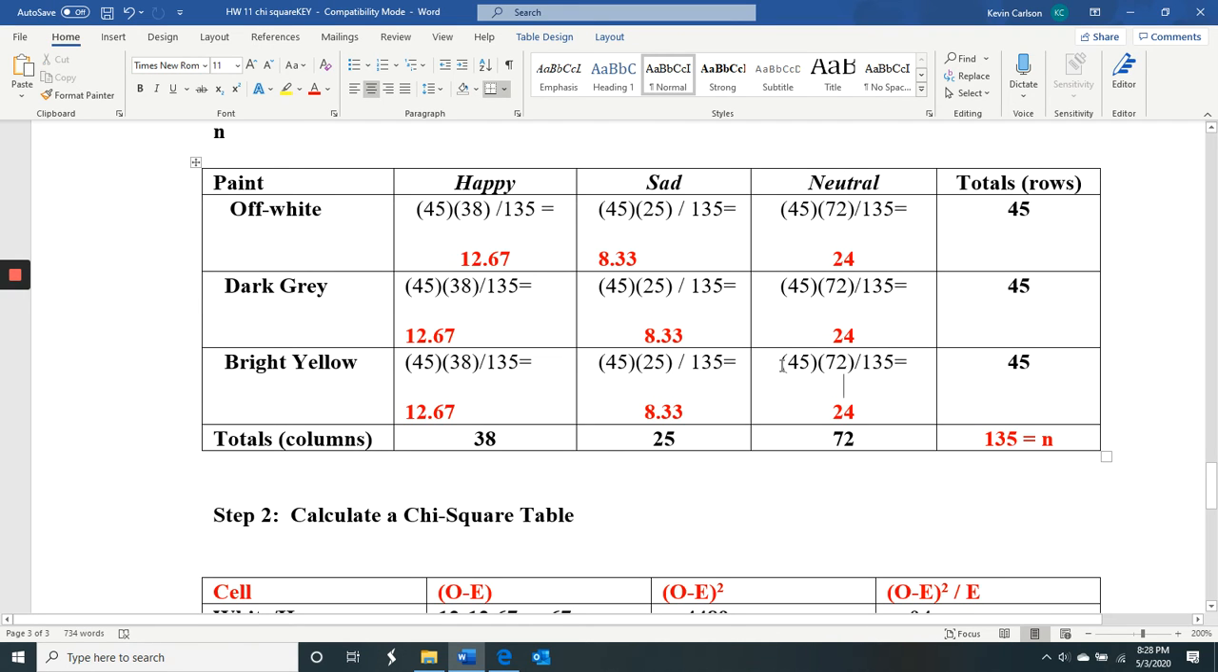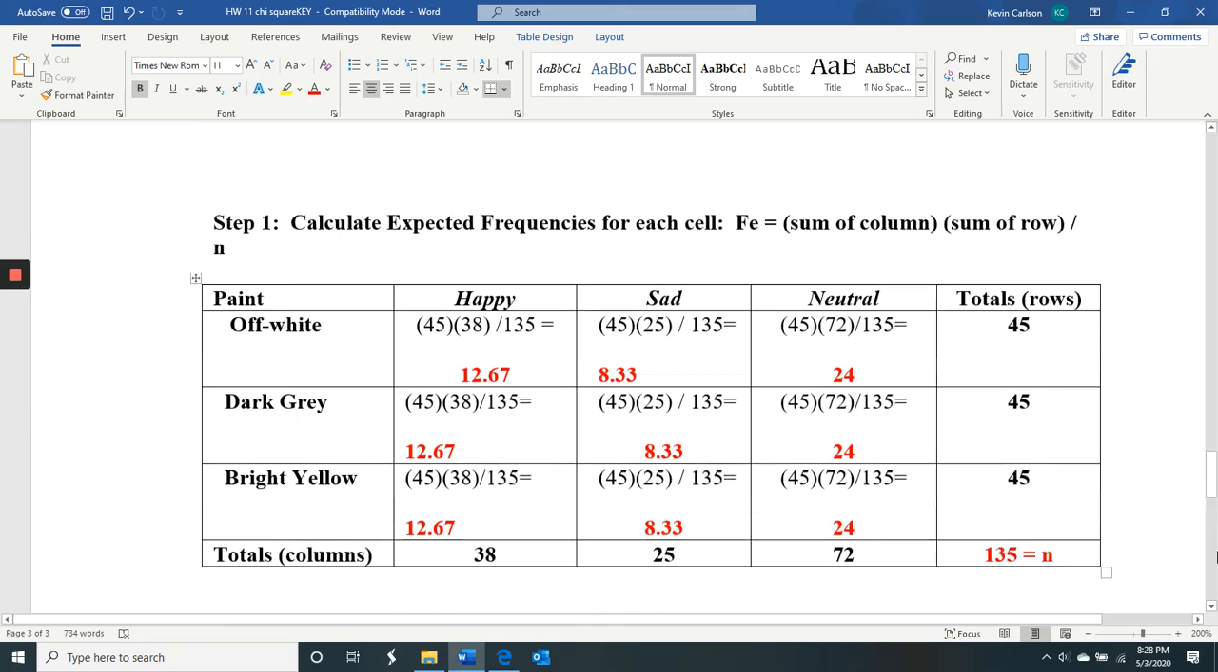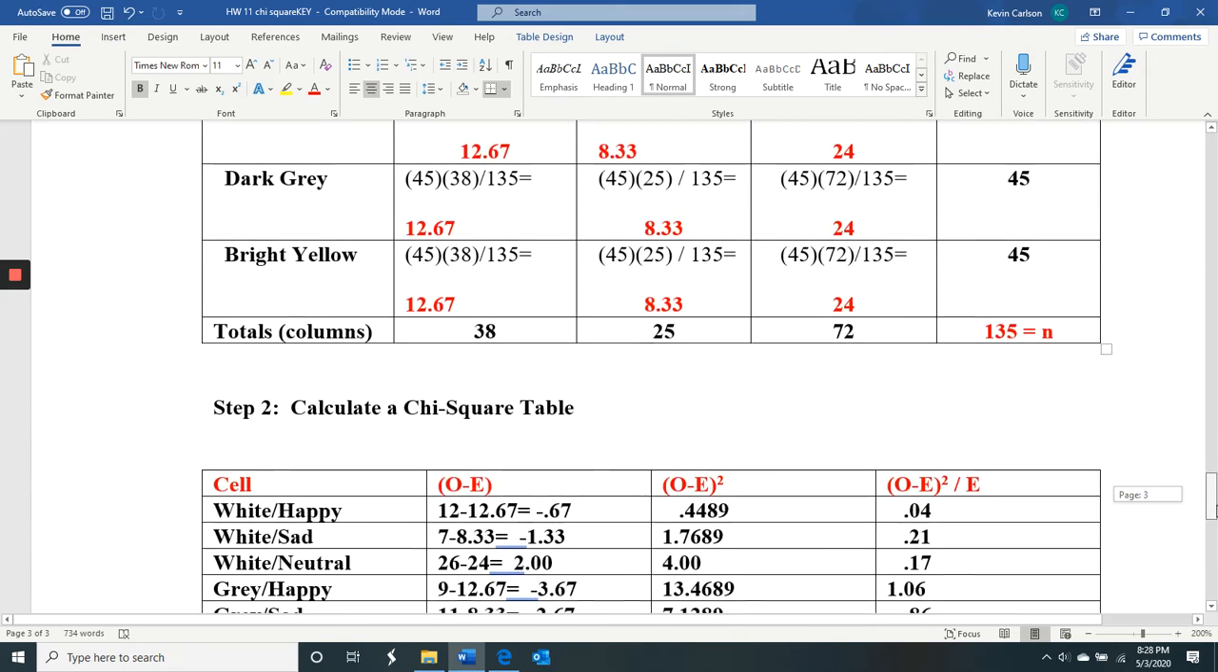Same thing for the bright yellow. So we had 45 people in the bright yellow room. We had 72 people who said they had a neutral mood. Column times row divided by n. Expected value is 24. So we do that for each of our cells, each of our 9 cells. So there's our expected values.